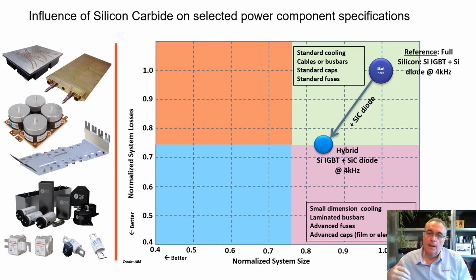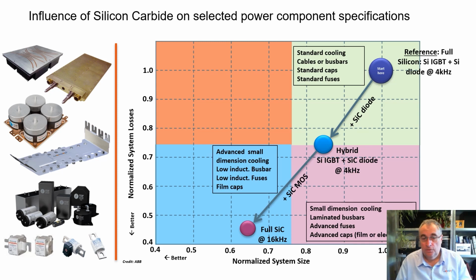Then we started implementing SiC diodes, so we were substituting a silicon diode with a SiC diode, but keeping the same switching frequency. And quite naturally, it helps to start shrinking the dimensions, the system size, a bit, and at the same time tends to decrease the system losses. Here, for this particular setup, we start seeing interest in small dimension cooling. It could be laminated busbar, it could be advanced fuses and advanced capacitors, either film or electrolytic.